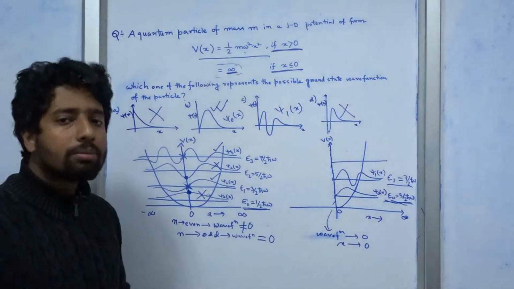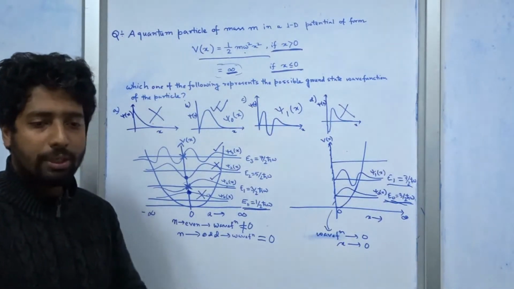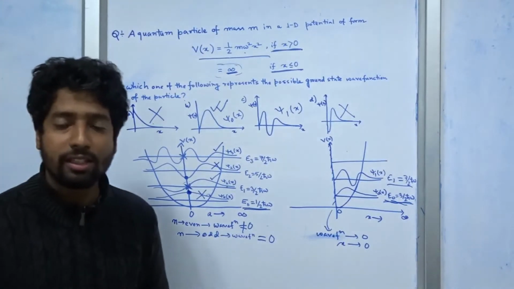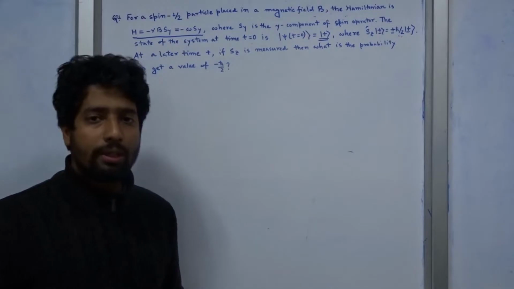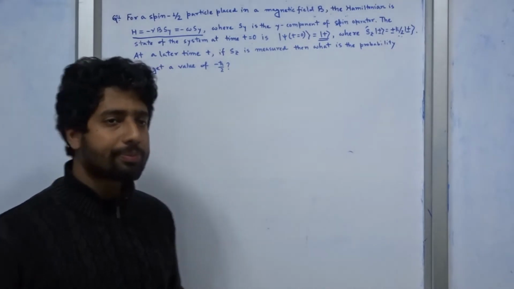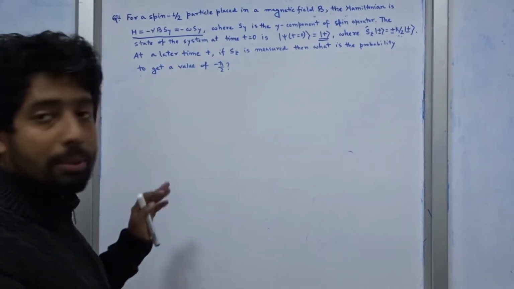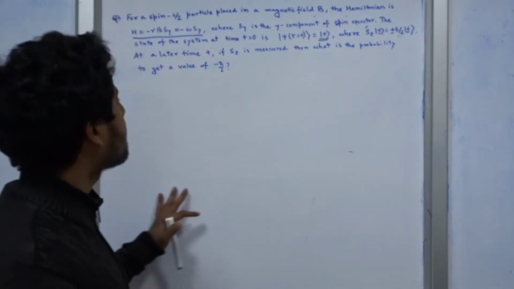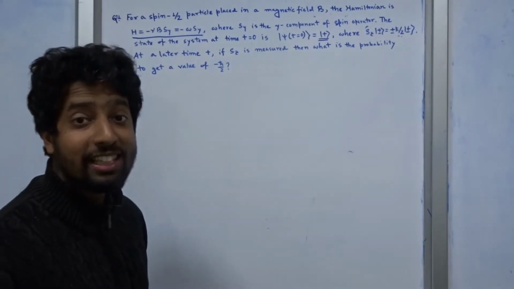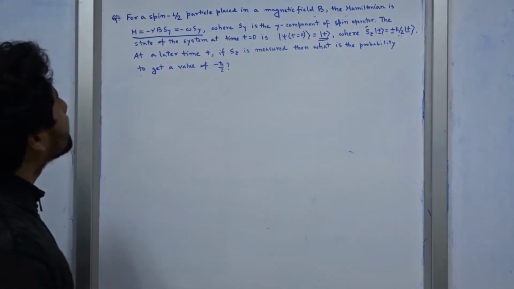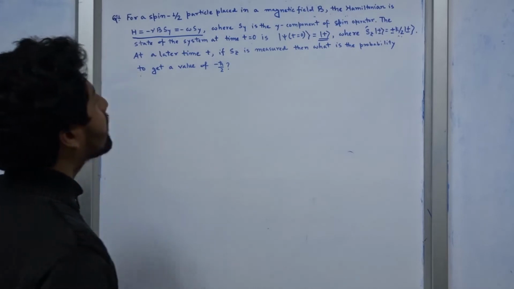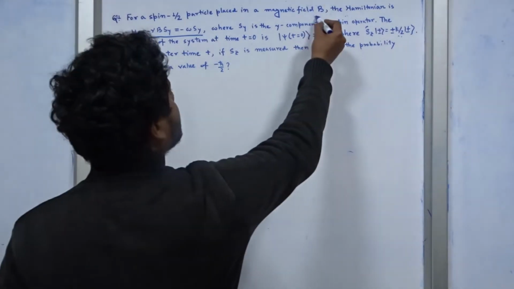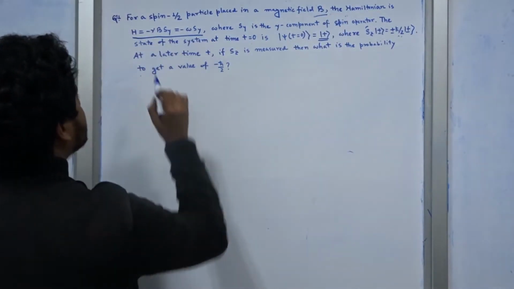Now we will move to another problem from last year's JEST exam. So let's move to the second problem. Here this is a problem of a spin-1/2 system. Usually you will encounter these problems mostly in the JEST exam. For a spin-1/2 particle placed in a magnetic field B the Hamiltonian is this.